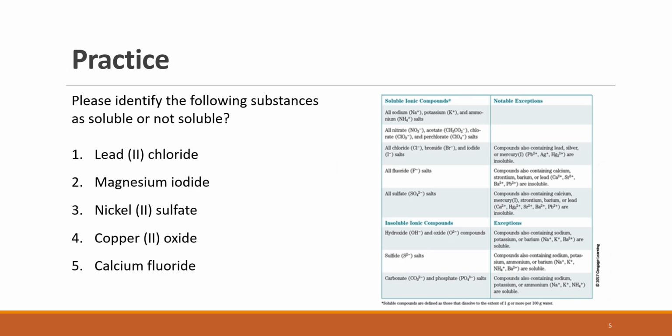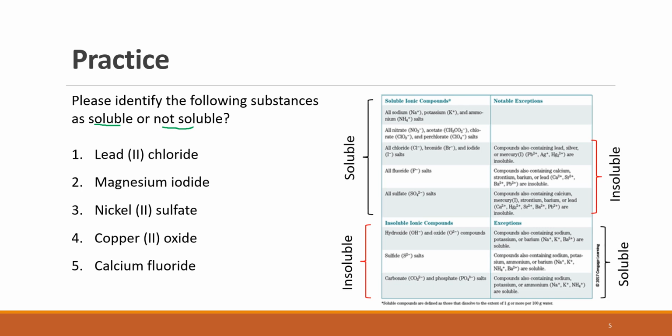Now that we know how to read the table, let's do some practice using the table. So we have 5 different examples here of compounds, and the question is asking us to identify the following substance as soluble or not soluble. So remember, soluble means it will dissolve. Not soluble or insoluble means a solid will form, a precipitate will form. So let's add the key so that we know which corners are soluble and insoluble.